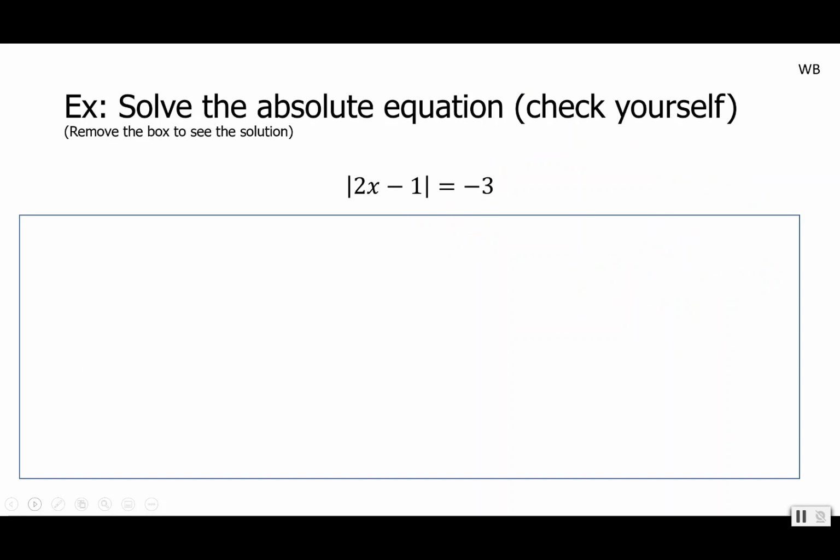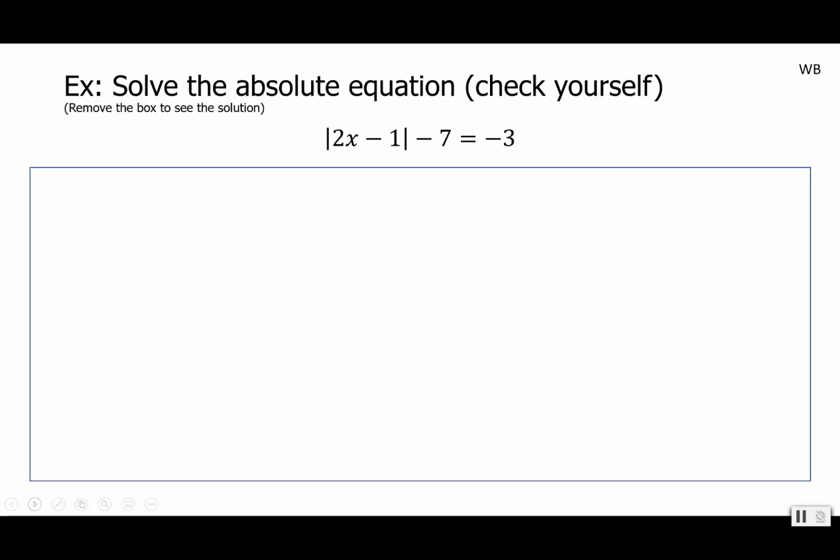Okay. So in this problem, we have the absolute value of 2x minus 1 is equal to -3. We already know that when you take the absolute value of something, it has to render you a positive number or 0. So this one would have no solution. That was easy, right?